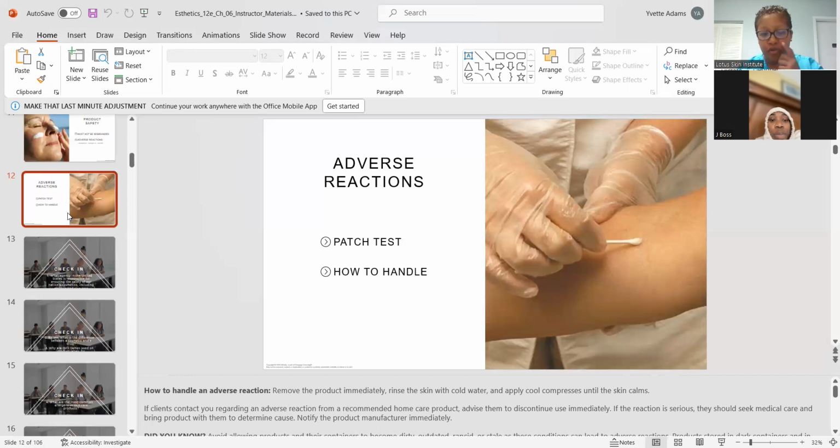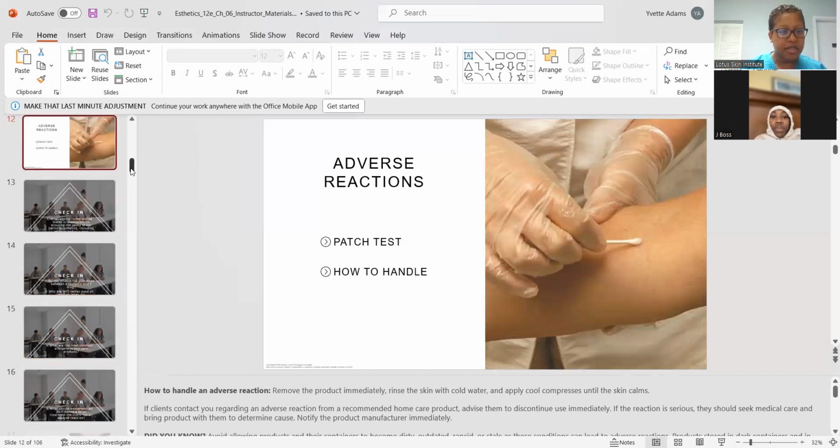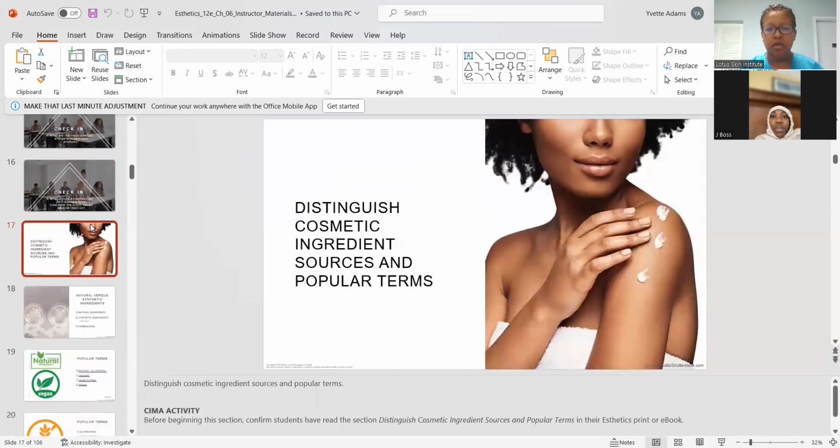Handling an adverse reaction: remove the product immediately, rinse the skin with cold water, apply cool compresses until the skin calms. Sometimes you want to be careful treating an adverse reaction with a product because you don't want to further disturb it. All right. If it continues to go on, or if it's a serious reaction, you've got to send them to seek medical care and bring the product with them so that they can figure out what might be in the product that's bothering them. And then you want to also notify the product manufacturer immediately. All right, because they need to know how people are reacting to their product.